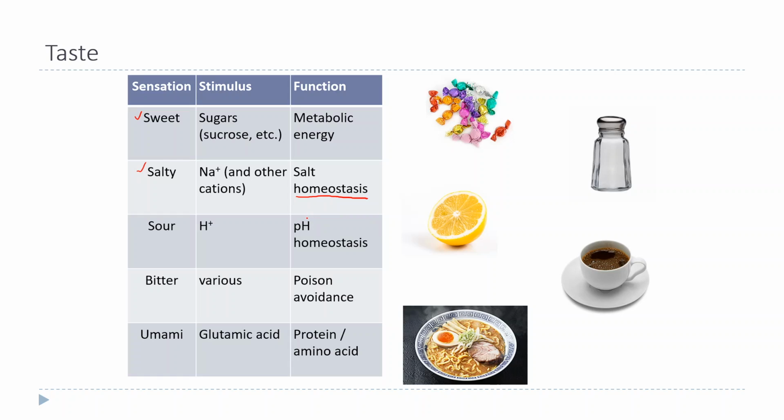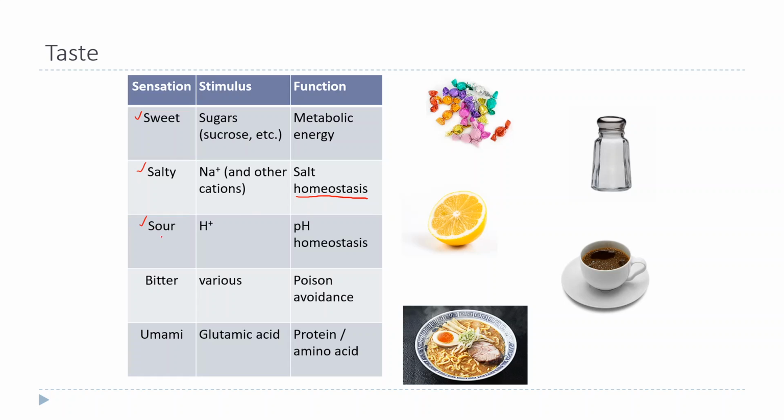So we need to be able to detect salt in our food in order to maintain that homeostasis, because you also lose salt whenever you lose water from your body, because it's water soluble. So whenever you lose water through sweat or urine or whatever, or from bleeding, for example, you are losing salt, and so the ability to replace that salt is important.